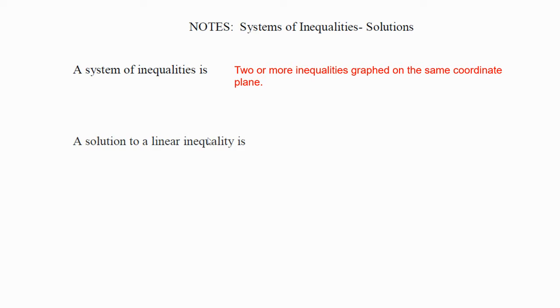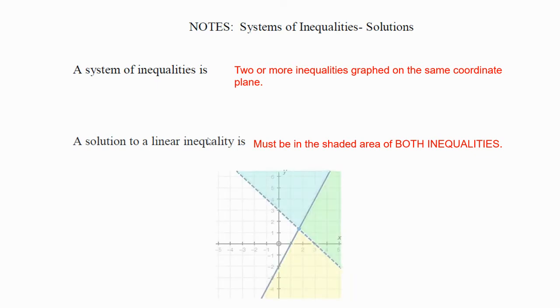A solution to a system of inequalities must be in the shaded area of both inequalities. If it's in the shaded area of one but not the other, it's not a solution to the system. It has to be in the shaded area of both, and a point on a solid line and in a shaded area of both also counts. We're going to see examples of that.